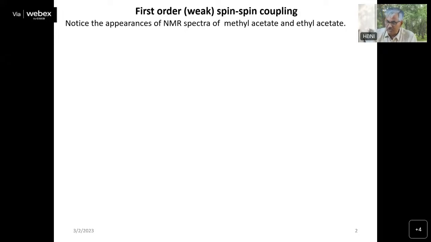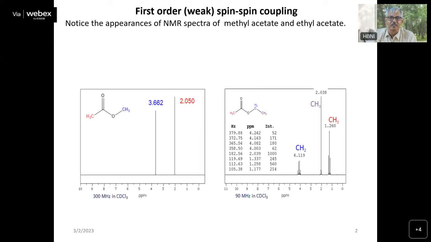Now you see I have shown you two spectra here. One is methyl acetate, another is ethyl acetate. The left hand side is methyl acetate. You can see there are only two single lines, one at 2.050 delta, another at 3.662, and their integration is also 1:1 or 3:3.